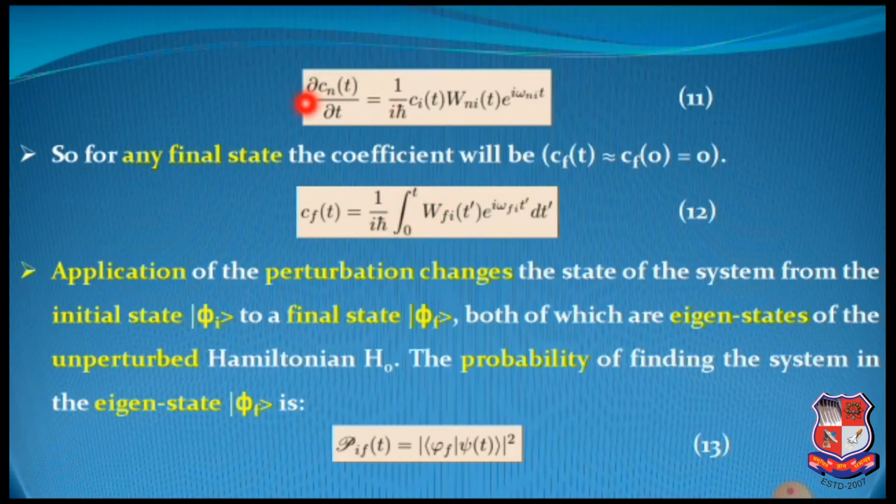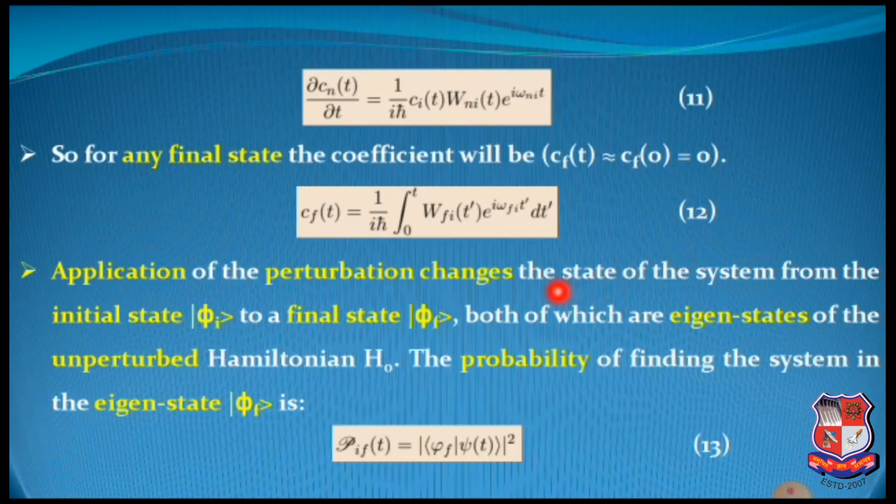In order to remove the differentiation over here, we have integrated both the sides of equation 11 with respect to time. So 1 upon iħ integral 0 to t W_fi(t') e raised to iω_fi t' dt'. This is equation number 12. So here the time has been changed because when the electron is in the initial state, that is at time t, but when it has traveled to the final state, the time will be changed, and hence we have denoted the final state time as t'.